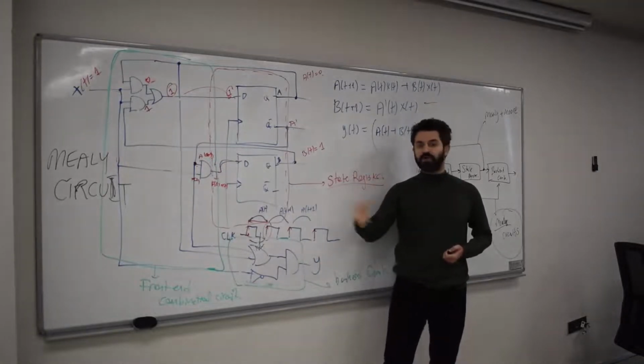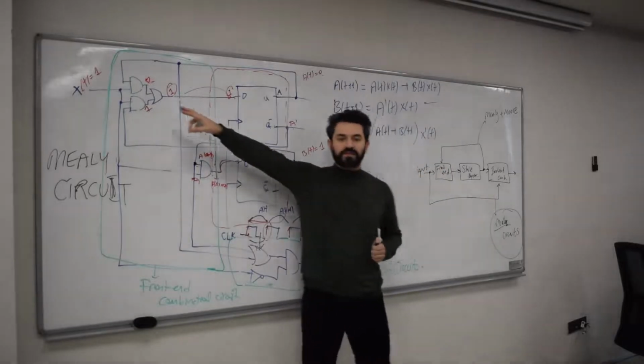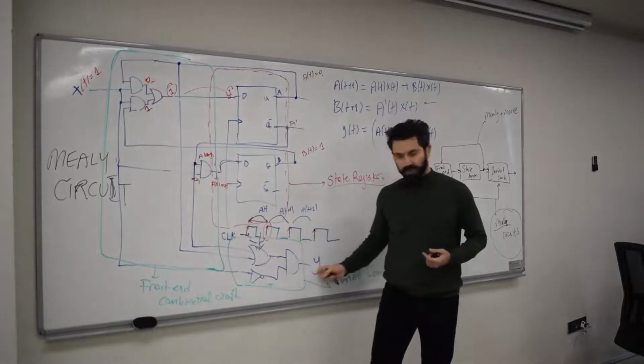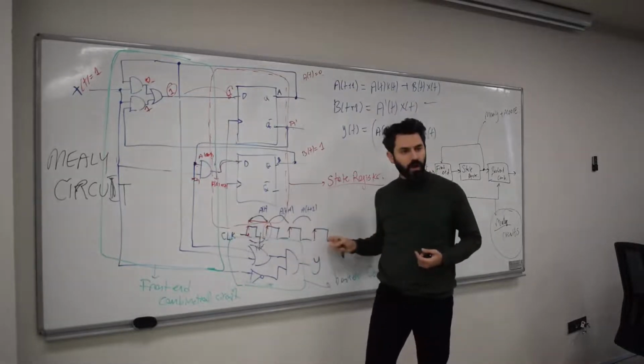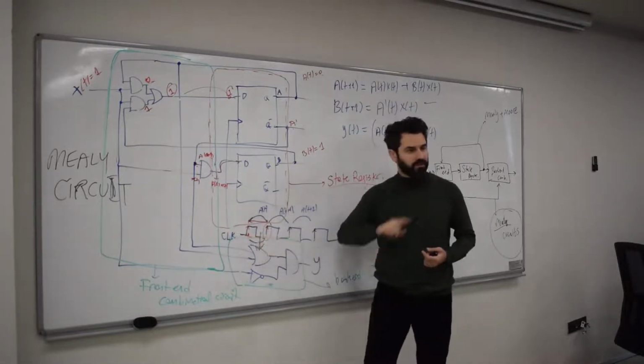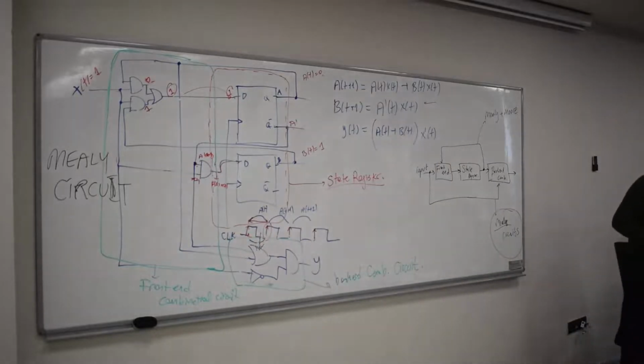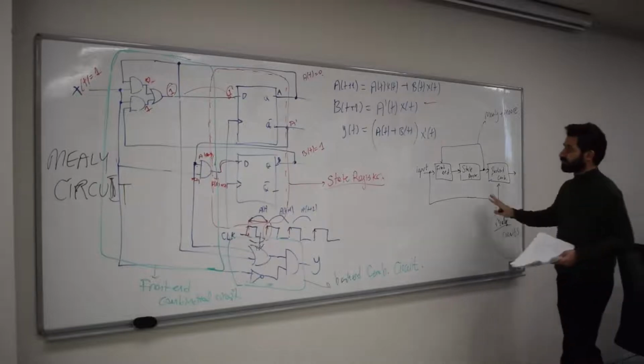In the Moore circuit, there is no such problem. Even if X has that problem in time, that shift problem, it would not be created in Y because Y is synchronous with the clock. It can only change at these particular rising edges. Okay, is that clear?